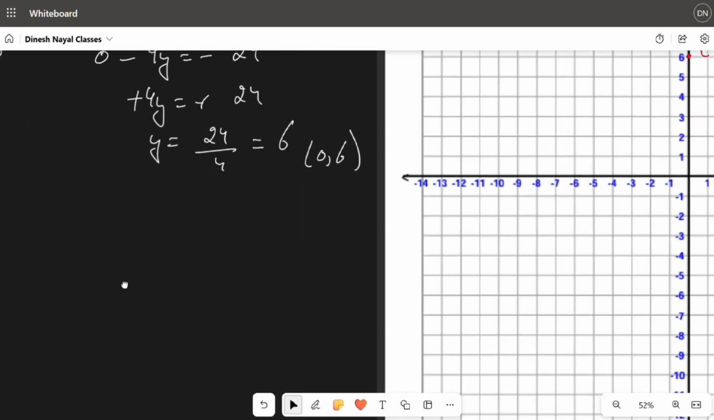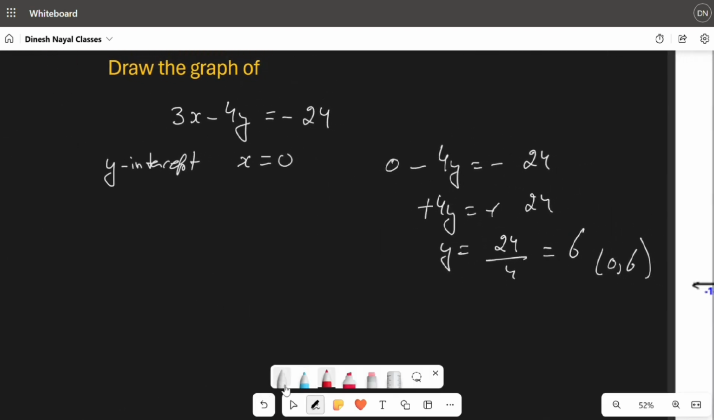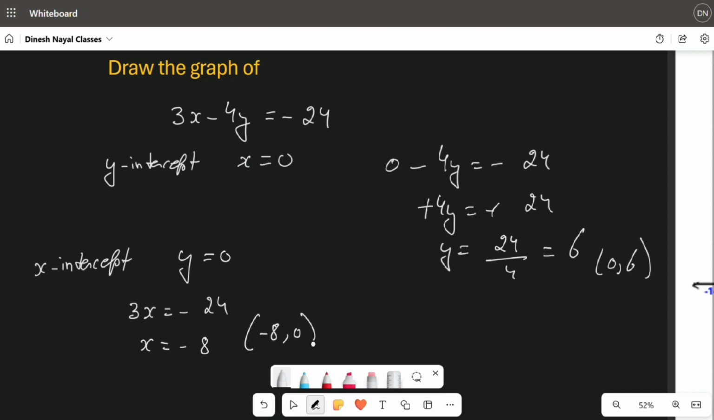Good. Now what we have to do? Now we will, from this equation only, find the x-intercept. So the x-intercept will be, you put y equal to 0. When you put y equal to 0, this 4y will become 0. So 3x equals minus 24. So what will be x? X equals minus 8. So the point will be minus 8 comma 0.